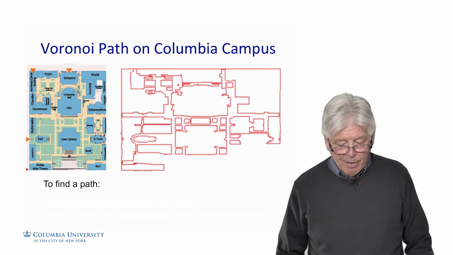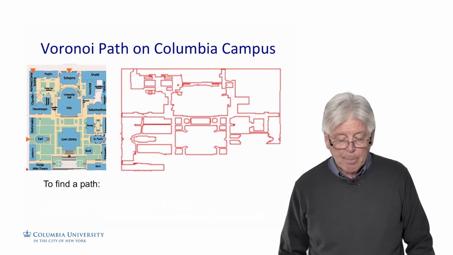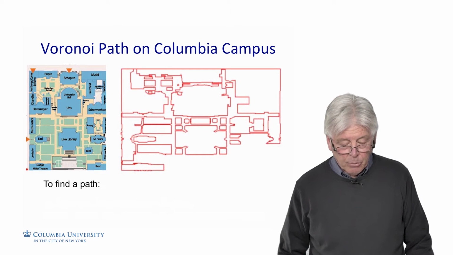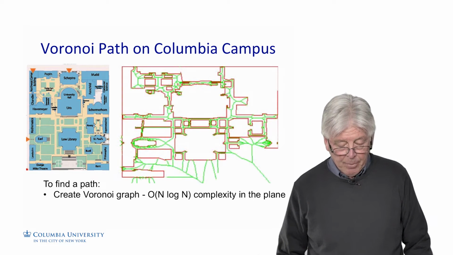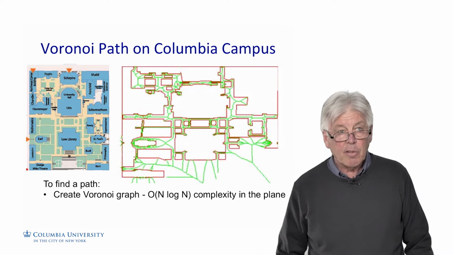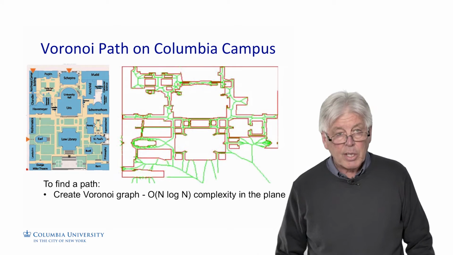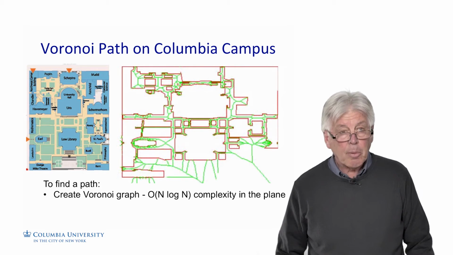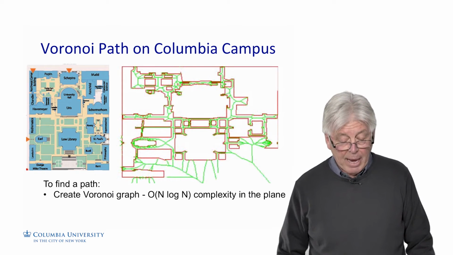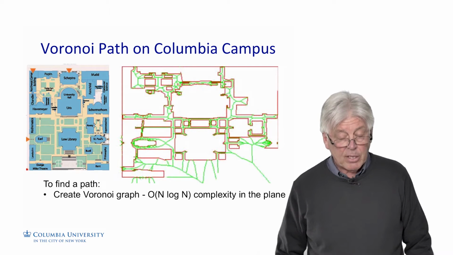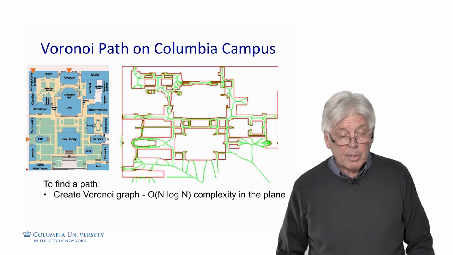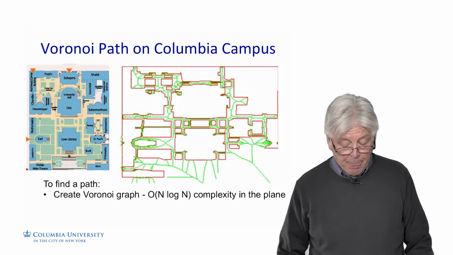So given this map on the right, we can then create a Voronoi graph, which, as you can see, is a set of these edges and vertices which are equidistant from obstacles as you go through these pathways, and provide safe transit, if you will, through these complicated regions.